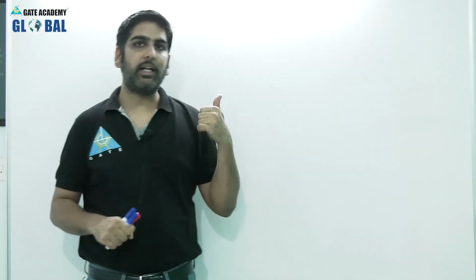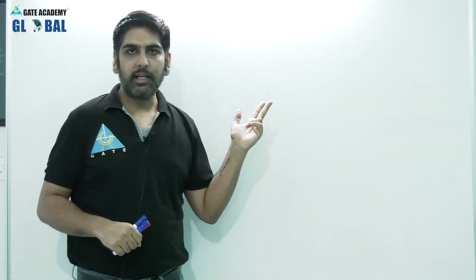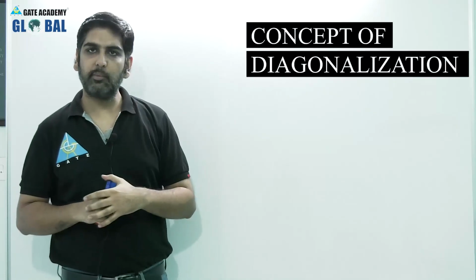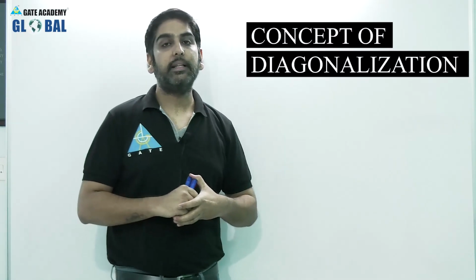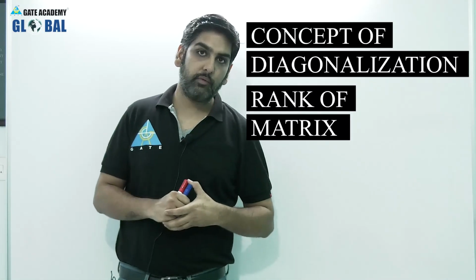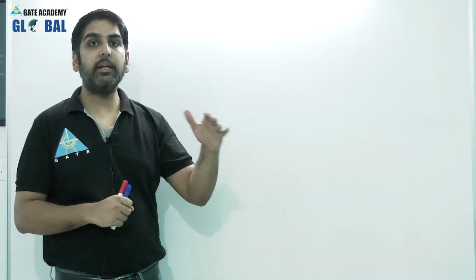Eigenvalue is again related with the types of square matrix. Then, after eigenvectors, the concept of diagonalization is really important, dear students. And then after, the rank of the matrix, and in rank of the matrix we go with the concept of dependency, which is really important.